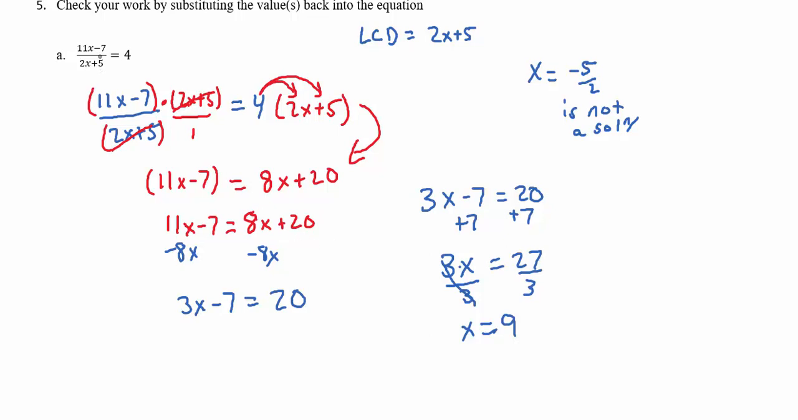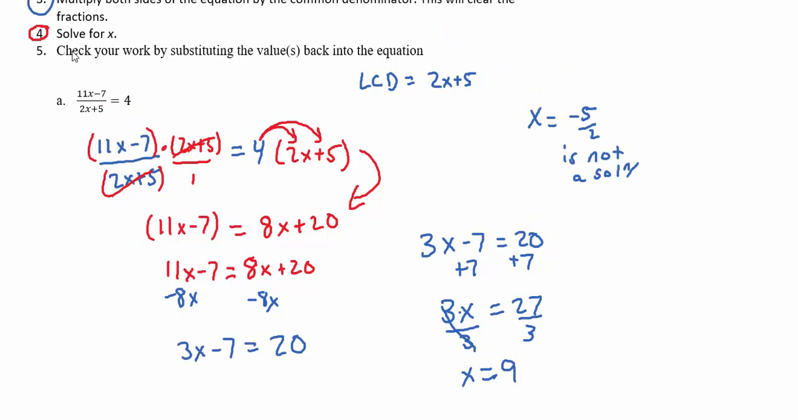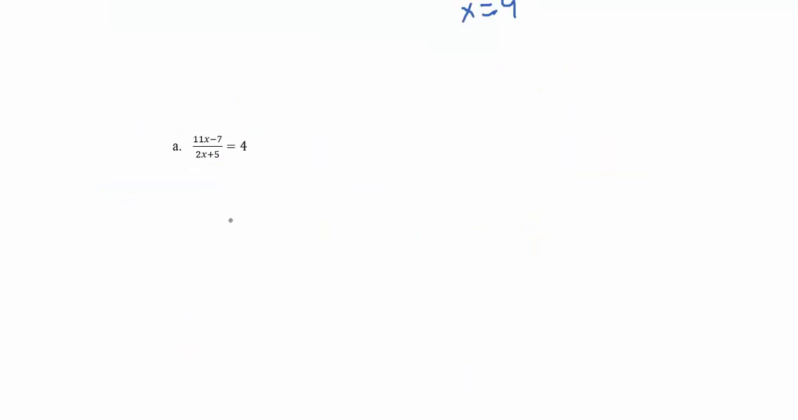So let me take the original equation and just check it. I'm doing step 5 here that says check your work by substituting the value back into the equation. So here's my original problem, and I need to replace the variable x with the number 9 because 9 is the result we got from that algebraic process, and we will see if that makes a true statement or not. So does this stuff come out to be 4 or not?